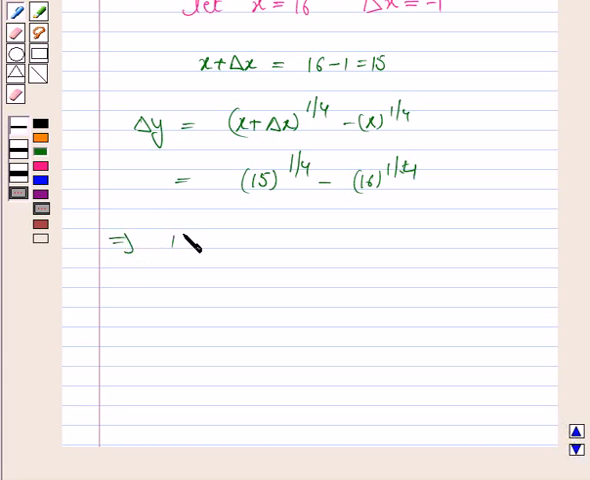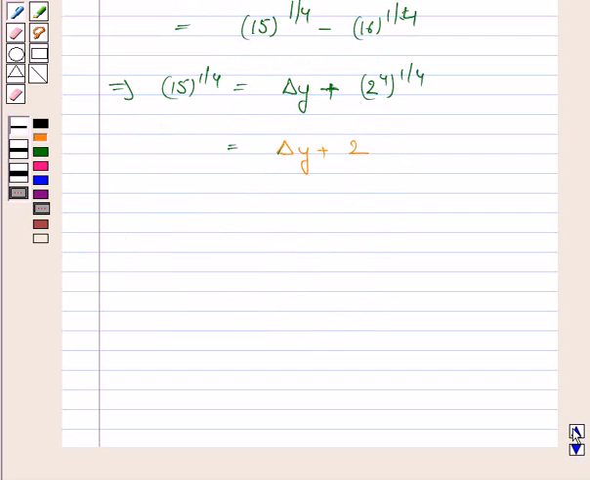So this implies 15 to the power 1 by 4 is equal to delta y plus 16 to the power 1 by 4. 16 can be written as 2 to the power 4 and its power is 1 by 4. So this is equal to delta y plus 2. Now we know that delta y is approximately equal to dy, and dy is equal to dy by dx into delta x. So delta y is approximately dy by dx into delta x.